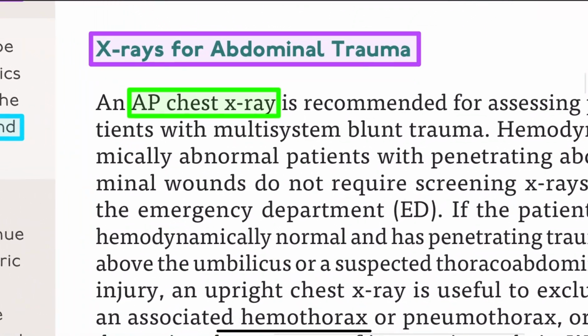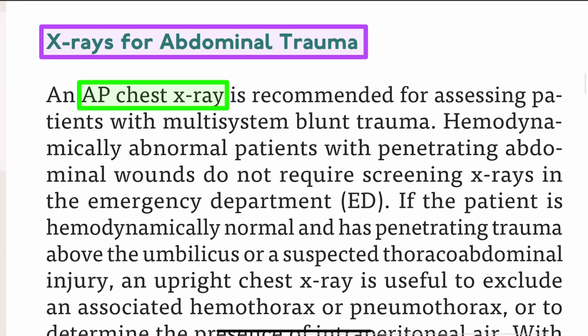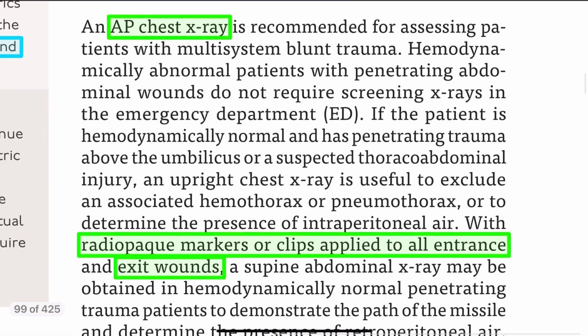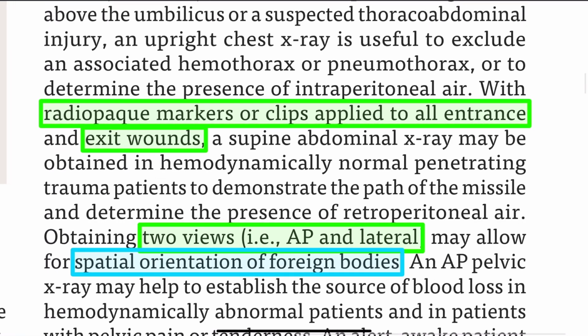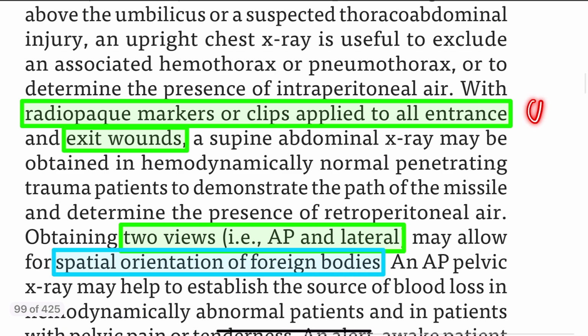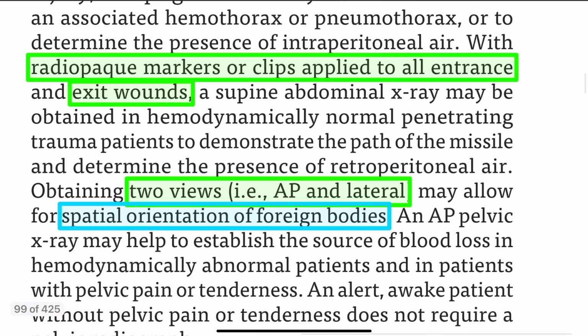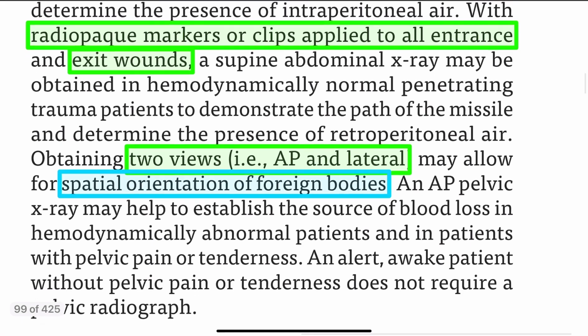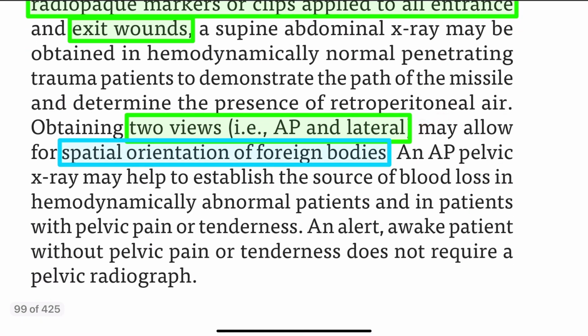Now come to how you are going to evaluate. X-ray for abdominal trauma: you should take an AP chest X-ray. The chest part should come in the abdominal X-ray. A radiopaque marker or clip should be applied to all entrance or exit wounds, so you can appreciate the distance of the foreign body from the body surface. In this case, you should take two views, AP and lateral, so that the spatial orientation of the foreign body can be ascertained.